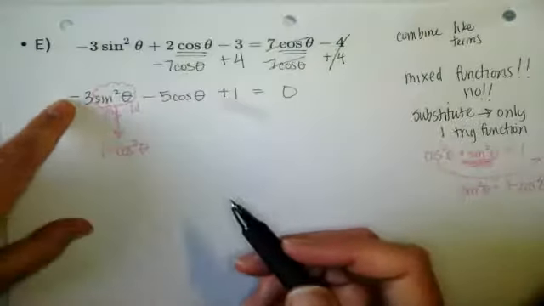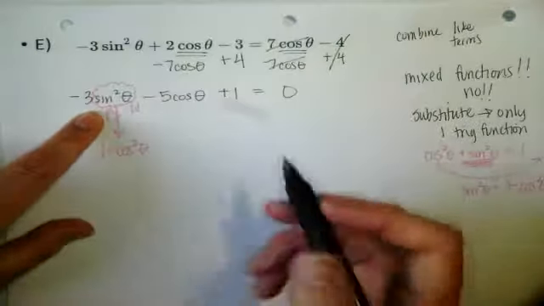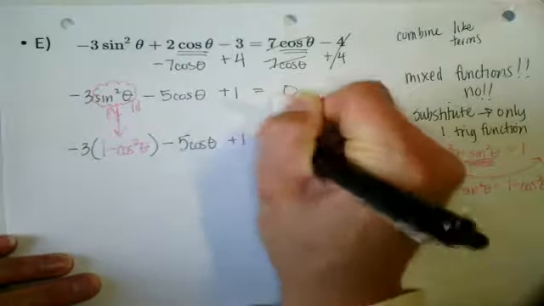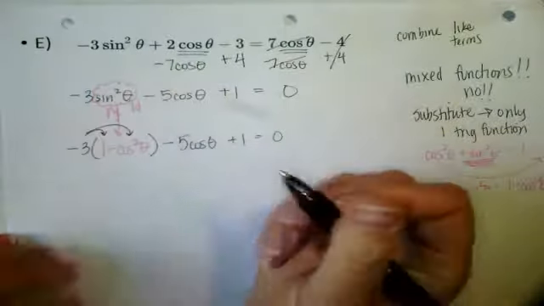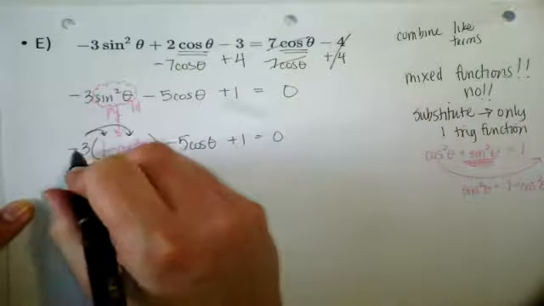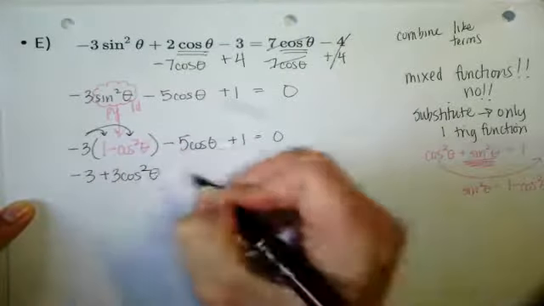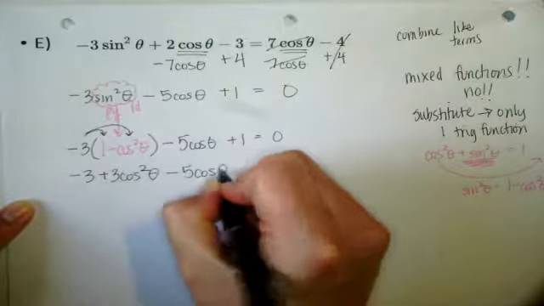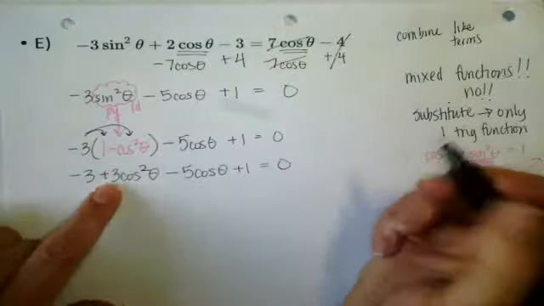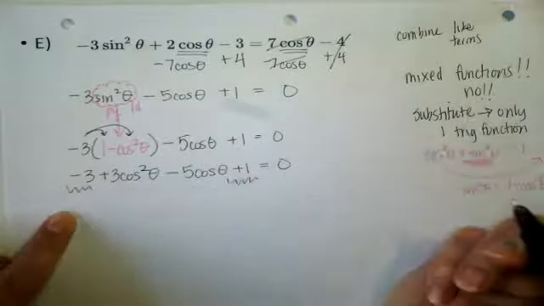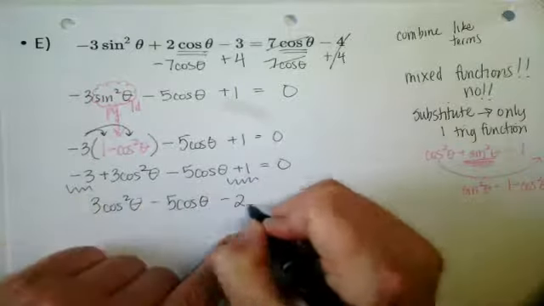Now there's a 3 in front. In fact, there's a -3 in front. So we need to make sure that we multiply that -3 to that whole substitution. So I'm going to go ahead and distribute. -3 times negative cosine squared would be +3 cosine squared theta, which is good. I have some like terms I can combine again. So I have 3 cosine squared theta minus 5 cosine theta. -3 and a 1 would be -2.